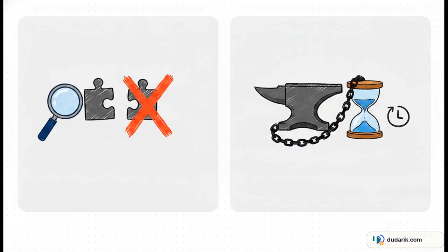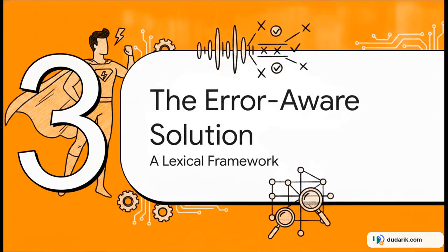Now, on the flip side, we have cross-modal embeddings. These try to map both the audio and the text into the exact same vector space to catch those phonetic similarities. Sounds great, right? But they carry massive computational overhead and sky-high inference latency. They are just way too slow for fast, real-time inference. And sure, you could use domain-specific knowledge graphs, but man, those require an absolute mountain of manual engineering. So what's the alternative? Let's get into Section 3, the error-aware solution.